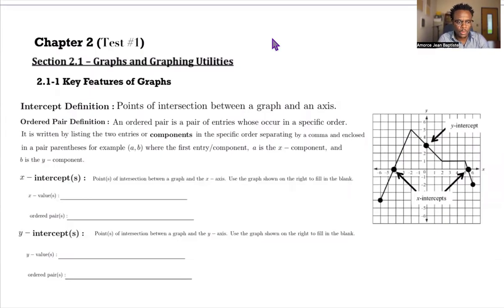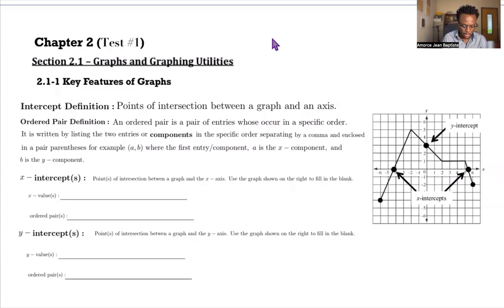Okay, so test one will be on the content of chapter two. Chapter two starts with module one, topic one, that is graphs and graphing utilities. First, it starts with knowing all the key features of a graph. We're going to start with the definition of intercept.